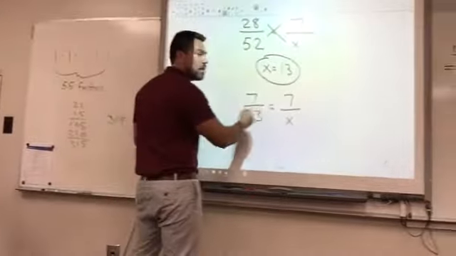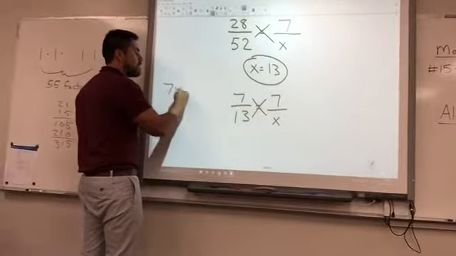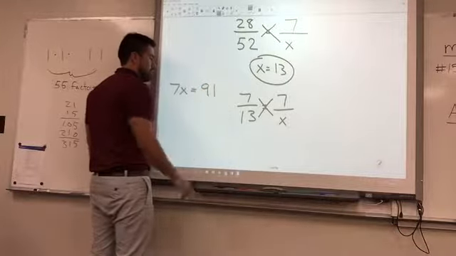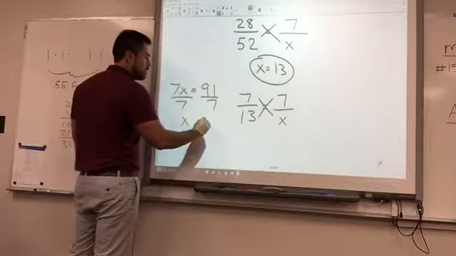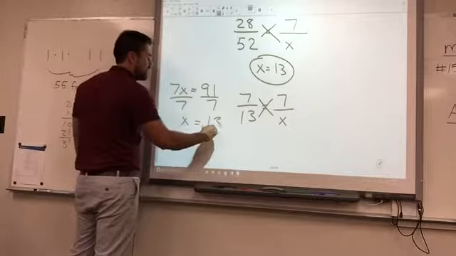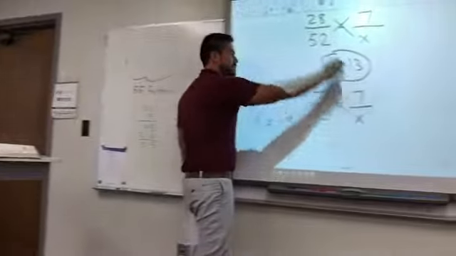Or if you're like, Mister, I still don't see that. Why don't we just cross multiply? All right. 7 times x equals, what's 13 times 7? 91. Okay. Divide both sides by 7. You get x equals 13. Wow. Sorry, I had a mental block there. And you get 13. 13, 13, 13.